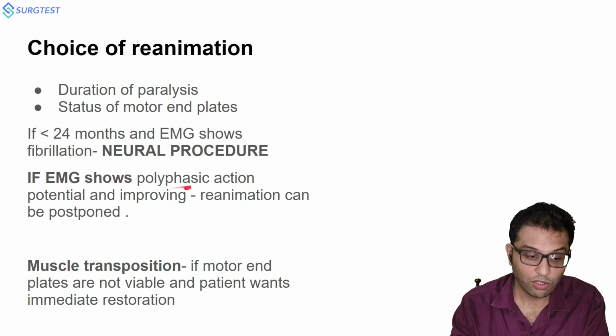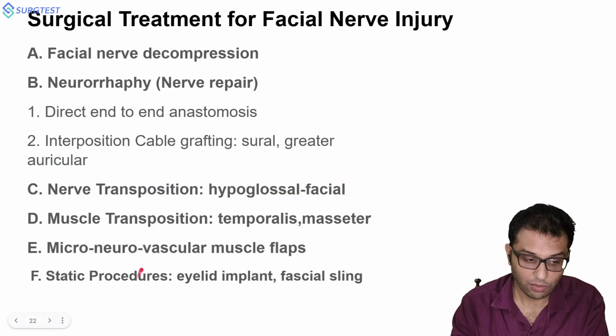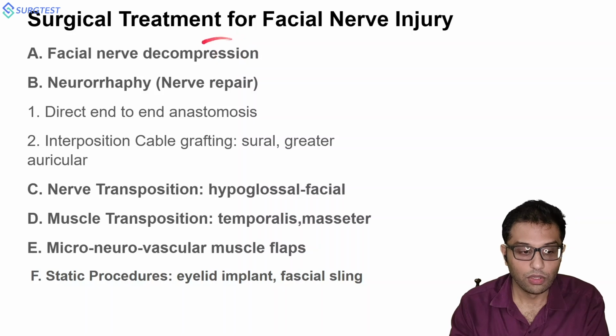If EMG shows polyphasic action potentials and improving, reanimation can be postponed. The nerve will recover on its own. And if it is more than 2 years or EMG is showing electrical silence, then you have to do muscle transposition procedures.